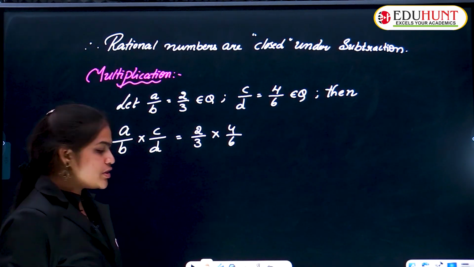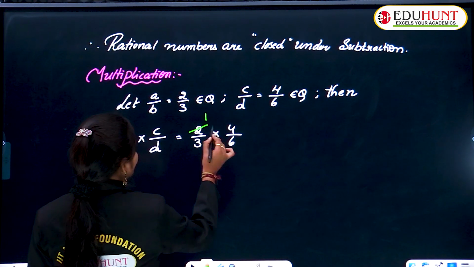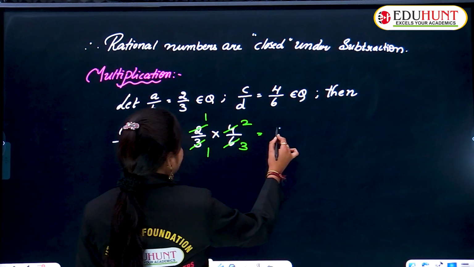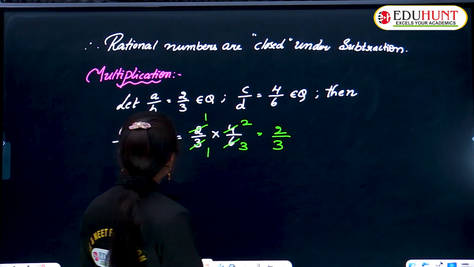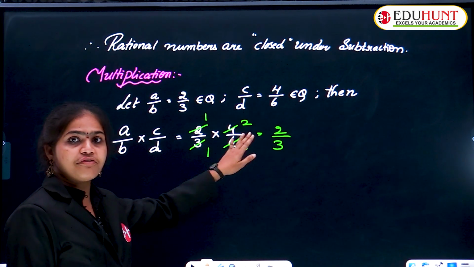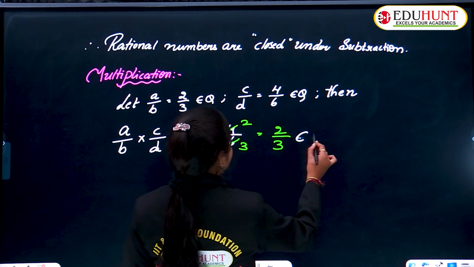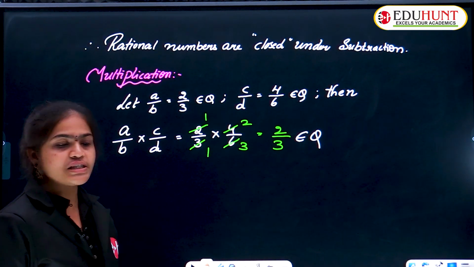Any cancellations possible, ma? Of course, cancellations are possible. Here we have 2 ones, 2 threes are 3 ones, 3 twos. Again, we will get 2 by 3. Is 2 by 3 a rational number or not? Yes, 2 by 3 is a rational number, 4 by 6 is a rational number. After taking the multiplication, the product is also a rational number. The product that we got here is also a rational number.